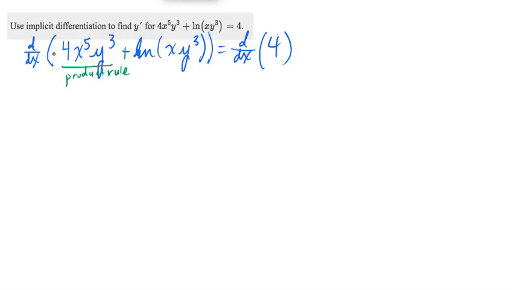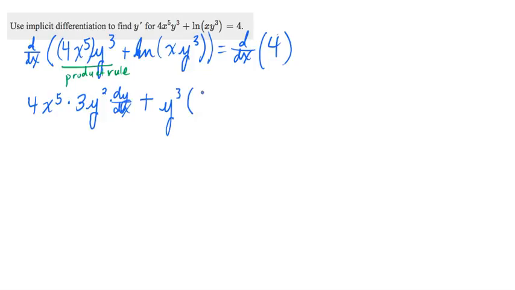And for simplicity, I'm going to group the 4 and the x to the 5th together as my first factor. So by the product rule, the derivative of this term is the first factor, 4x to the 5th, times the derivative of y cubed. Remember, y is a function of x, so by the chain rule, the derivative of y cubed is 3y squared times dy/dx, plus the second factor y cubed times the derivative of 4x to the 5th, which is 20x to the 4th. So all of that is the product rule for the derivative of that term.